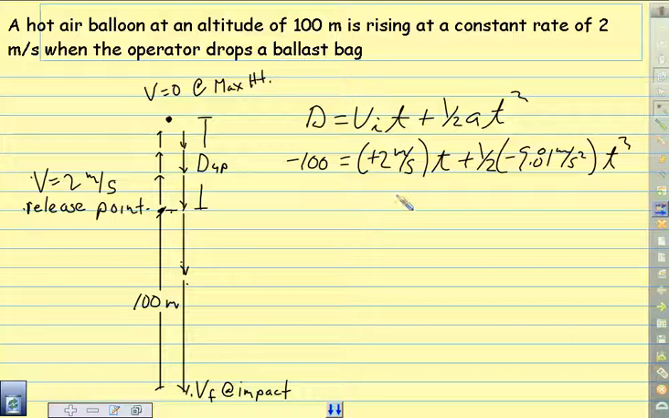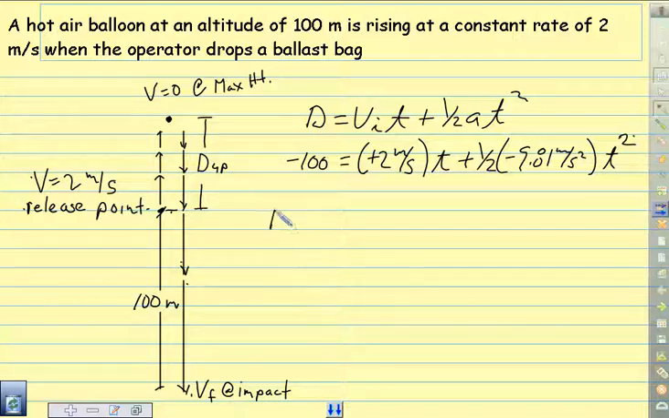Okay, now what I have here is a quadratic to solve. My favorite way to solve quadratics is to put it in my calculator and see where it crosses the x-axis. Make sure you rearrange your terms accordingly. You can use the quadratic equation if you like, but there's a lot of susceptibility for computational error.